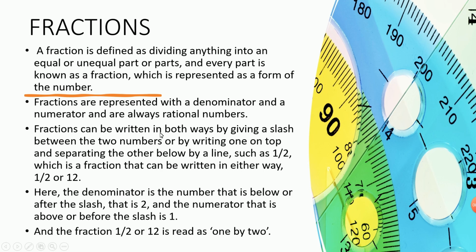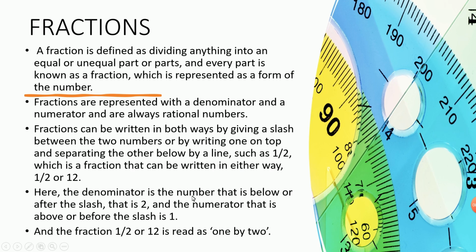So, fractions can be written in both ways: by giving a slash between the two numbers, or by writing one on top and separating the other below by a line. Here I have written it as 1/2, or we will write the normal way: 1, below it a line, then below that another number 2. So we can write it in either way.